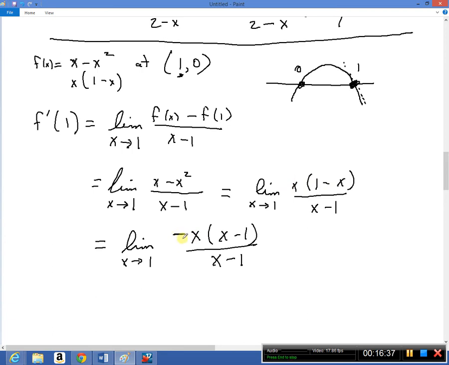Right? If you don't believe it, take the minus 1 that's here and distribute it across those two guys, and you get minus x plus 1, which is exactly what we have there. But here now you can see the x minus 1's cancel, and so the limit as x approaches 1 is minus 1, and so that's our m, our slope. And so the equation is y minus the y value here, which is 0, equals the slope, negative 1, times x minus the x value. And that is good enough.